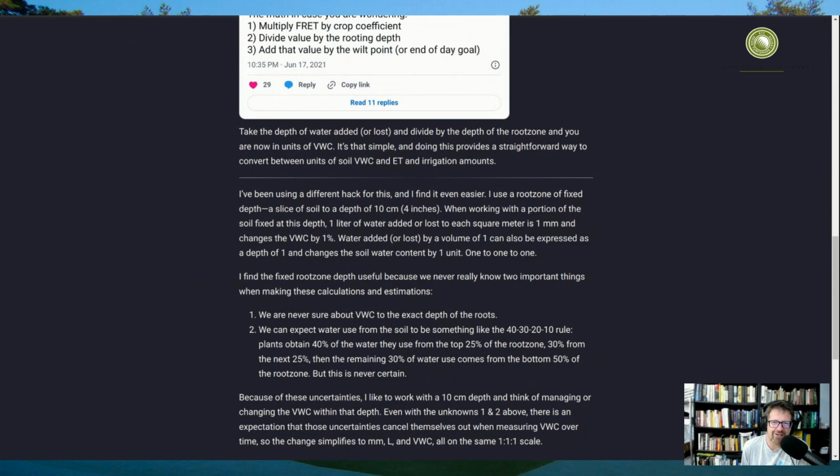And that, for me, is just so simple to do in metric that I didn't realize that if you simply divide in inches the depth of water by the depth of your root zone, you also instantly get percentage, and now you instantly are dealing with the volumetric water content. So it's really good to know that.